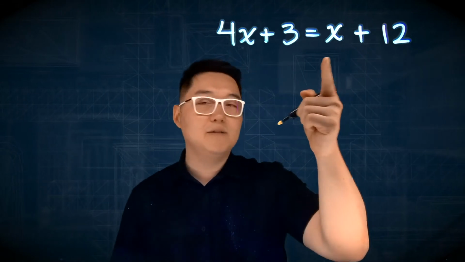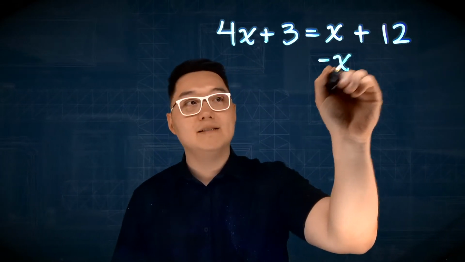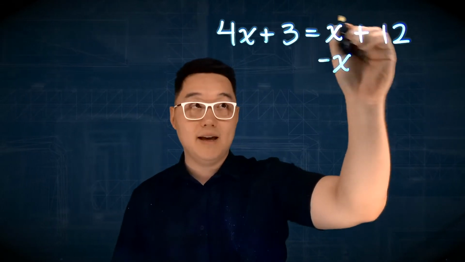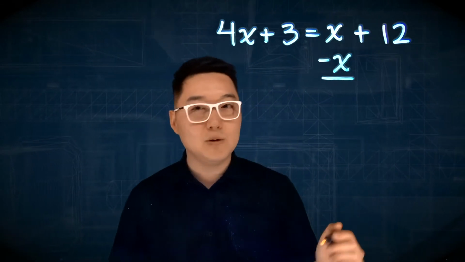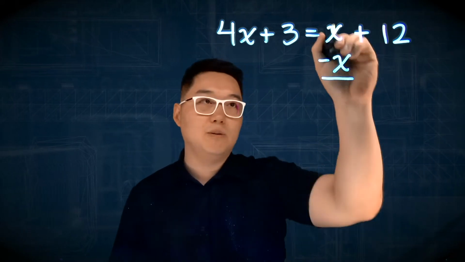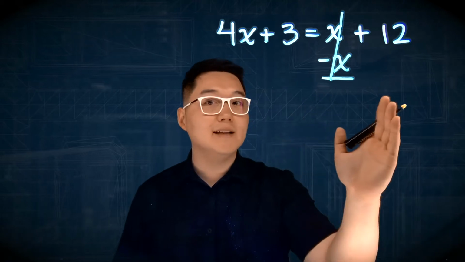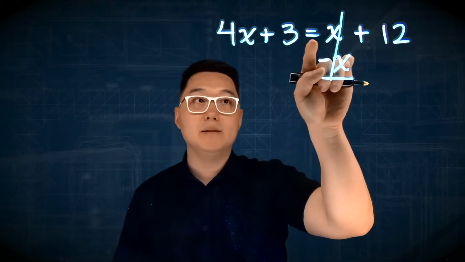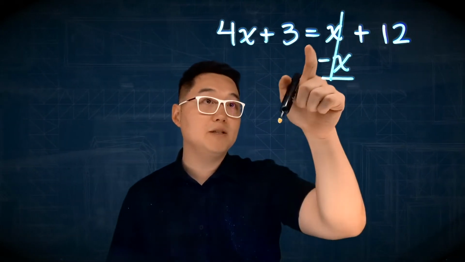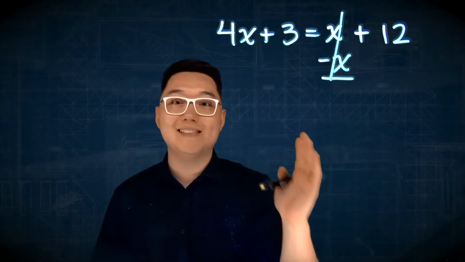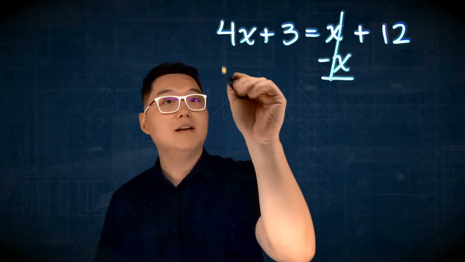To get rid of that positive 1x, I'm going to put a minus x. That's the opposite of a positive 1x. Positive 1x combined with a negative x, or minus an x, goes away. But I can't just subtract x on just one side. That doesn't keep the equation balanced. To keep the equation balanced, if I take away 1x on one side, I have to do the exact same thing to the other side of the equation.